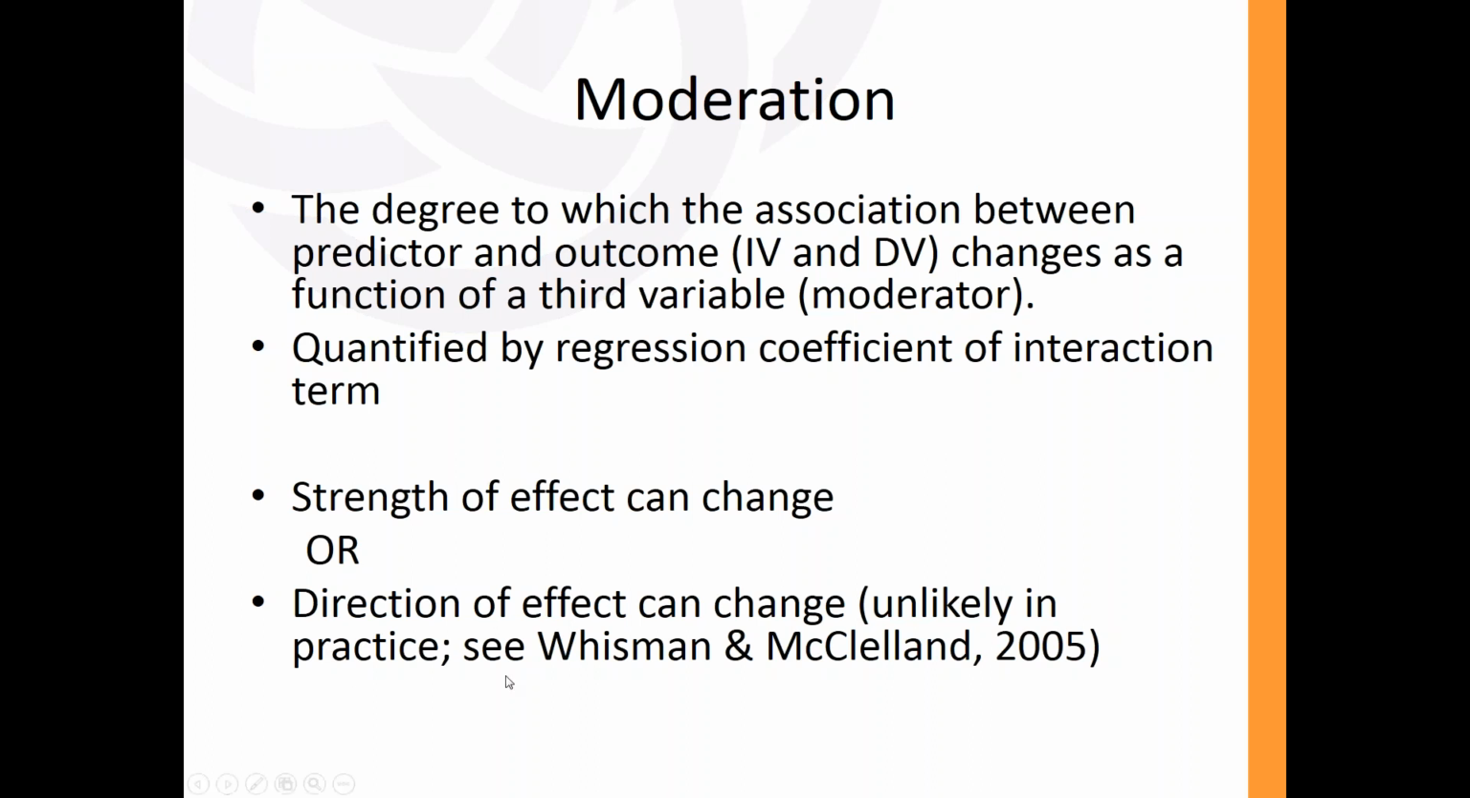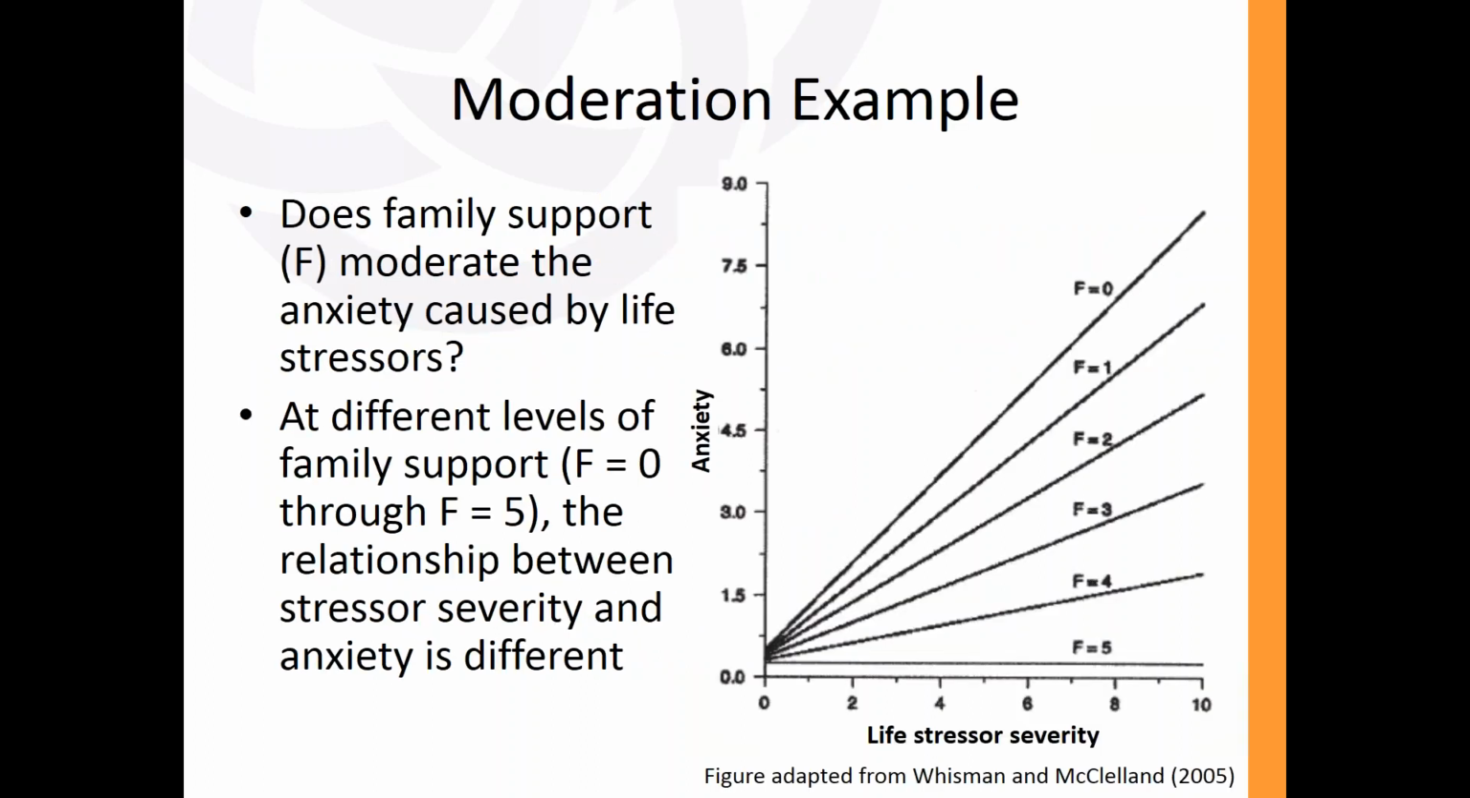There's a really good article by Wisman and McClelland that talks about why the directions of effects don't really change in social science. I don't have too much time to get into that, but it's actually a very interesting article. I recommend reading it. And in fact, I talk about an example next using a figure from Wisman and McClelland. I adapted this figure, so if you go to read that article, it's a little bit different, but the point remains the same.